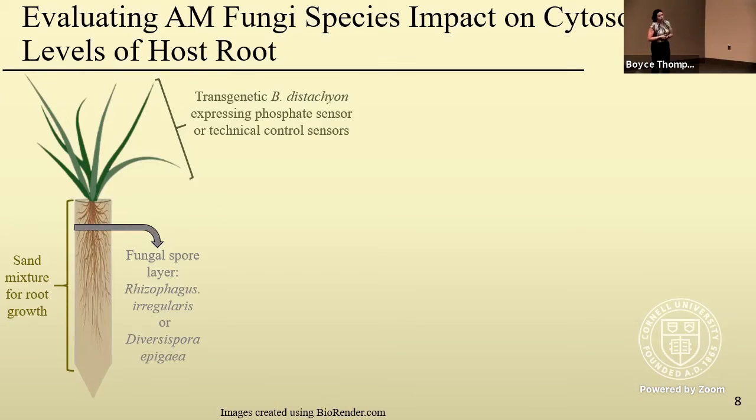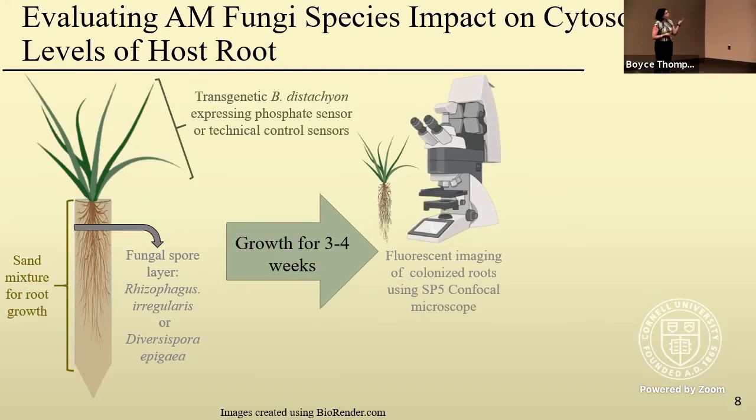This plant is used because we know that it has these fungal associations, as well as thinner roots, which are a lot easier to image with confocal microscopy, which is what we used later. So we were able to get clear images with that. The plants were grown for 3 to 4 weeks, and then we had fluorescent imaging with a confocal microscope.